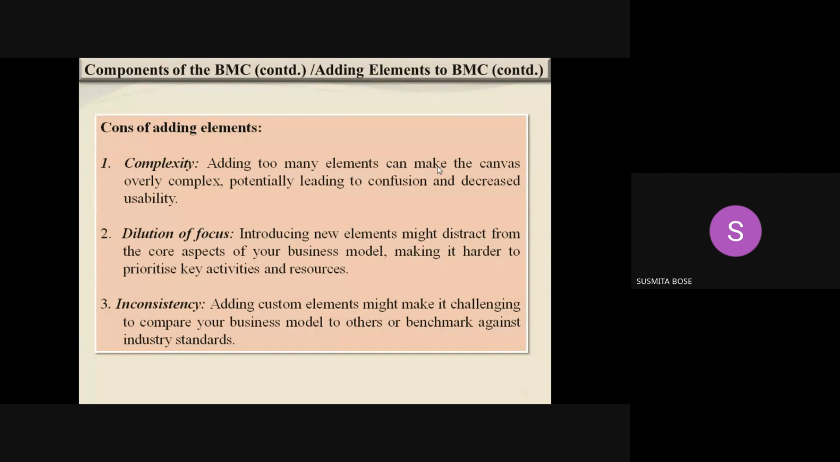Now, if your competitors are using the standard layout and you have added elements in your BMC, then it might be a little difficult for you to compare your business model to what the others are using. But that is also dependent on what elements you are adding. If you have added one or two elements that are very, very important, then it's okay. But if you are thinking these are also important, that is also important, and you end up adding 5 or 10 elements, then it will be very difficult for you to compare the BMC of you and your competitors.